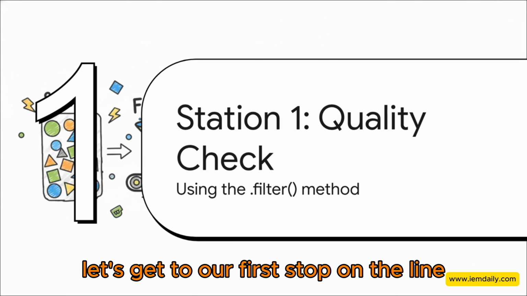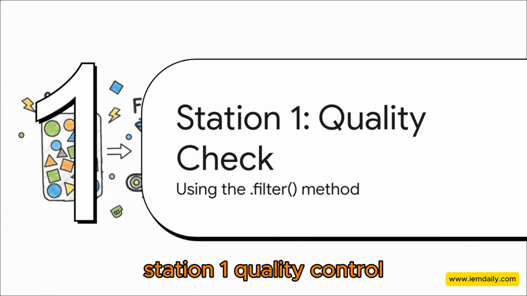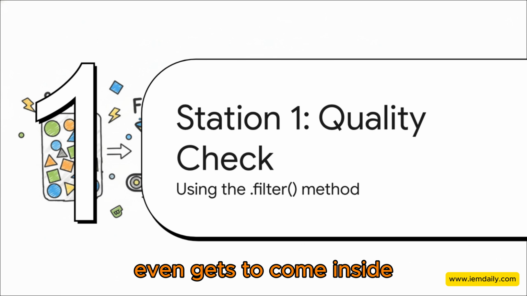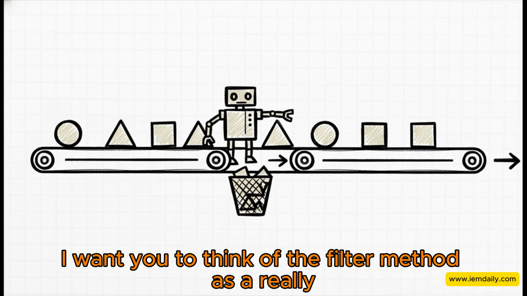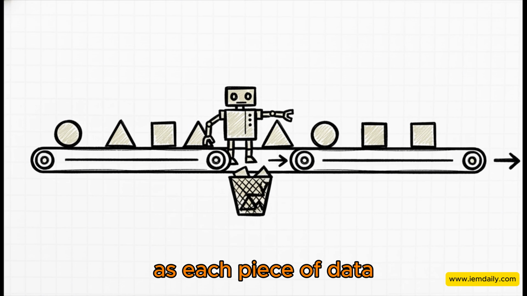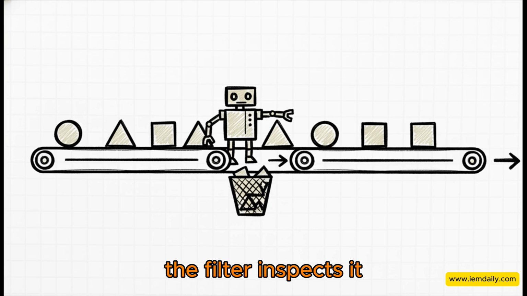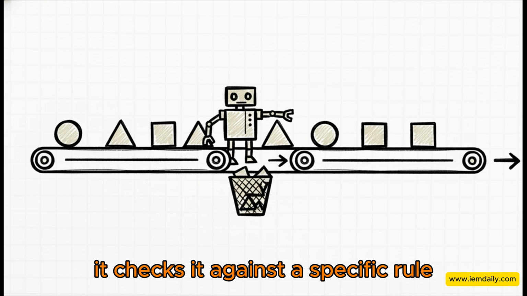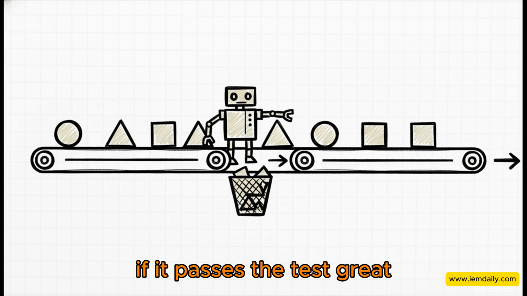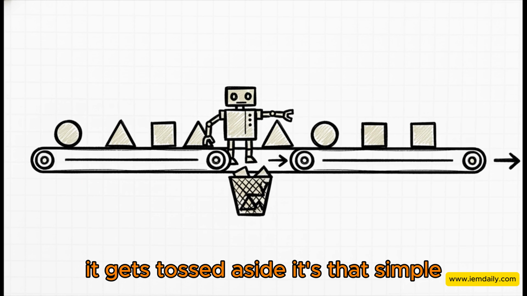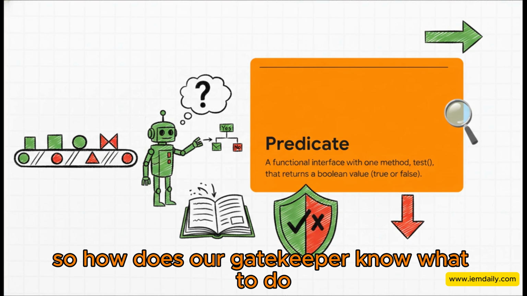All right, let's get to our first stop on the line, Station 1, quality control. This is where we bring in the dot filter method, and it's all about deciding which data even gets to come inside. I want you to think of the filter method as a really strict gatekeeper. As each piece of data, each item, comes down the conveyor belt, the filter inspects it. It checks it against a specific rule. If it passes the test, great, it continues on. If it fails, it gets tossed aside. It's that simple.